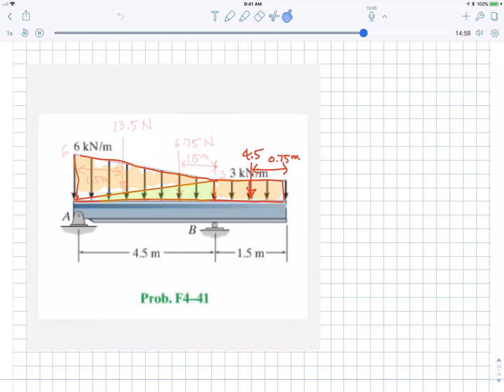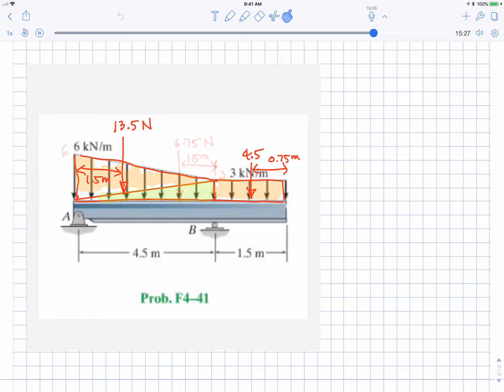This orange triangle has a height of 6, and a length of 4.5. It doesn't matter that it's not a right triangle. The area of that is just 1/2 times 6 times 4.5. And that area is 13.5. And that's at 1/3 of the way over. So that's 13.5 newtons. And this distance is 1.5 meters, 1/3 of 4.5.